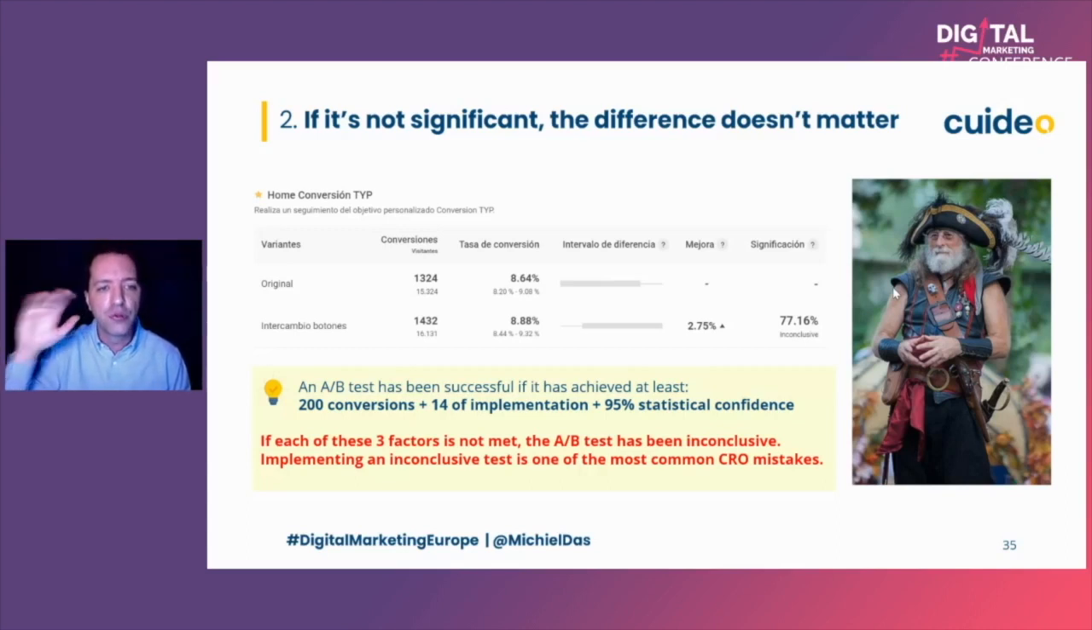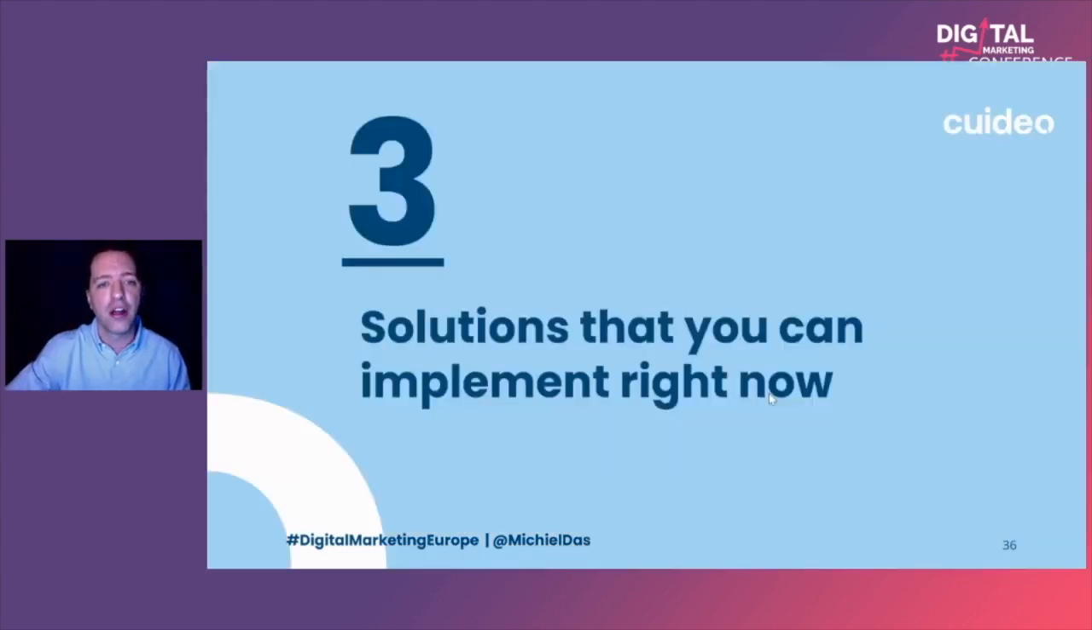So as a general rule of thumb, an A/B test is successful if you at least achieve 200 conversions, 40% implementations, and a 95% statistical confidence. If you can't say with 95% confidence that there's a statistical significance between the two versions, don't implement it, because it's just going to be based on correlation but not causation. So always make sure that you have at least these three met: the number of conversions, the implementation, and also the statistical confidence.